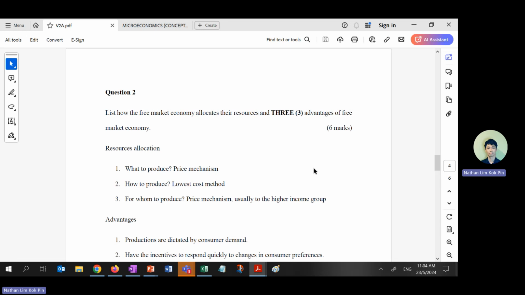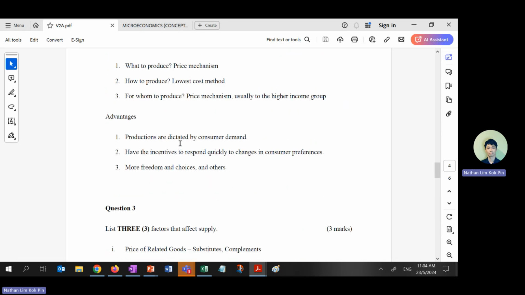Number 3, for whom? Same, they use price mechanism, but high income group will get more. Usually for high income group only in this free market system. Make sense? Usually high income group only. Advantage: production is dictated by consumer demand. Respond quickly, like what I said in my PowerPoint. More freedom, more choice, and more others. Write yourself. More of what?